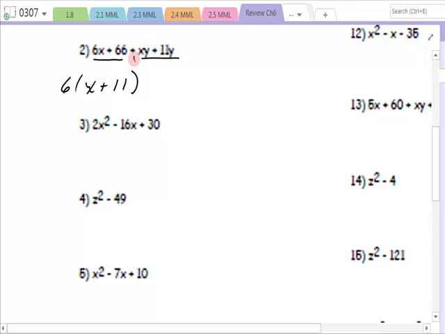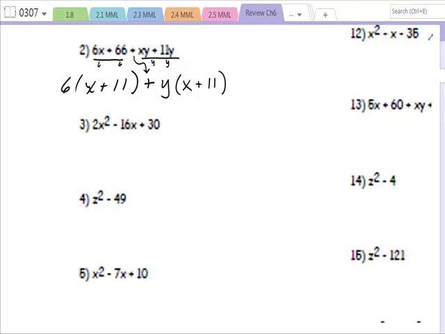Second group, remember to always bring down the sign that's between them. What's in common in the second group? Y, okay. And if you factor out a y, by the way, if you need to write the y under there, if you need to write the 6 under there, that might help. In the first one, xy divided by y leaves you with x, and 11y divided by y gives you 11.